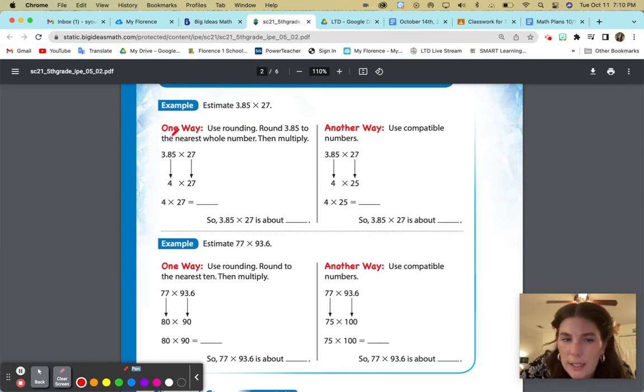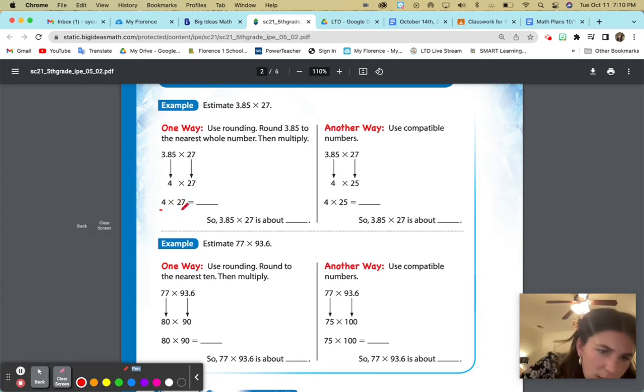Well, if I do my handy dandy trick, I'm going to look to the neighbor on the right, and that 8 is going to say, hey, I am 5 and above. So I'm going to round to 4. Now, if I think about money, isn't $3.85 closer to $4 than it is $3? Absolutely. And they kept that 27.